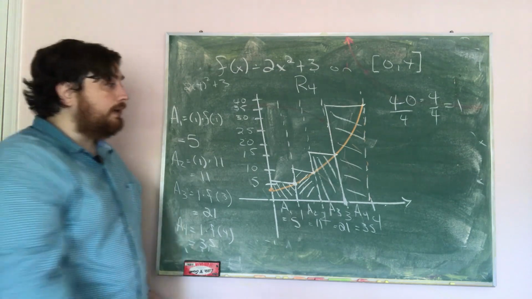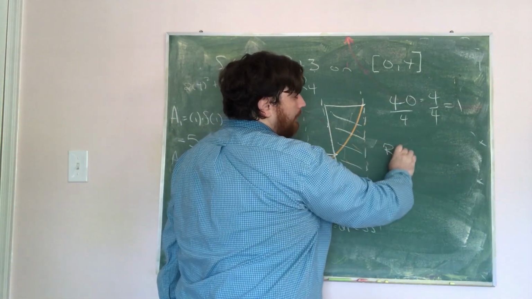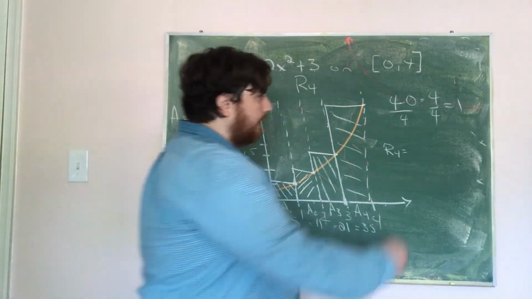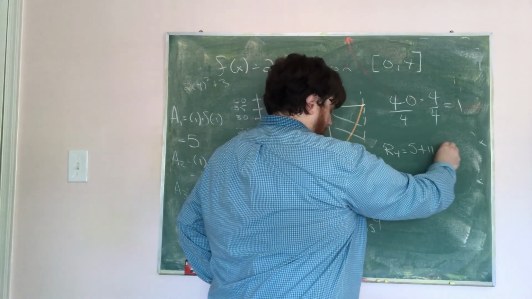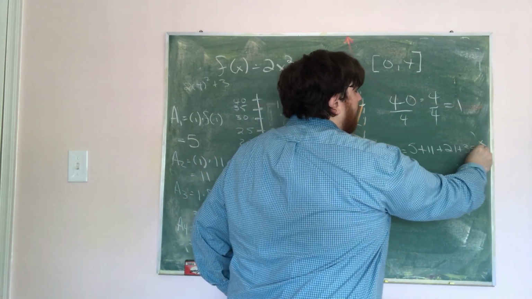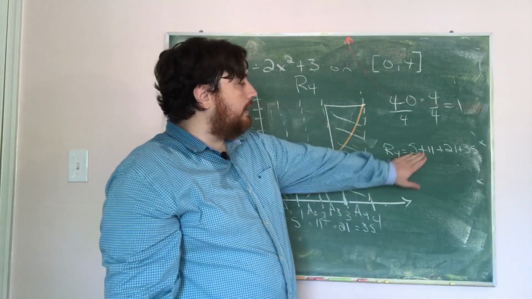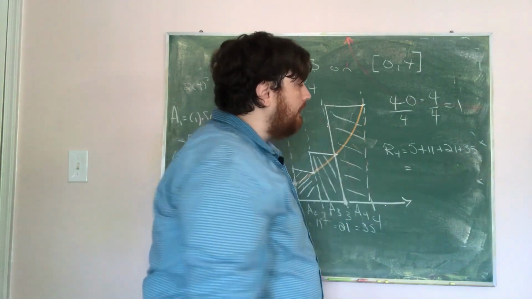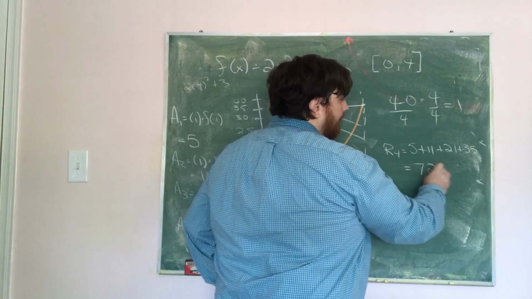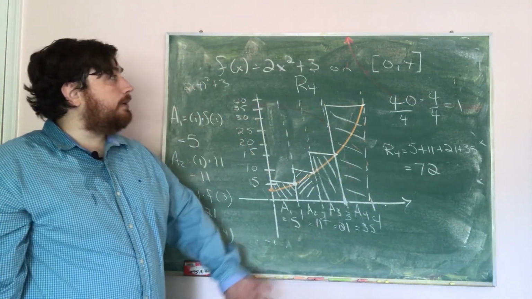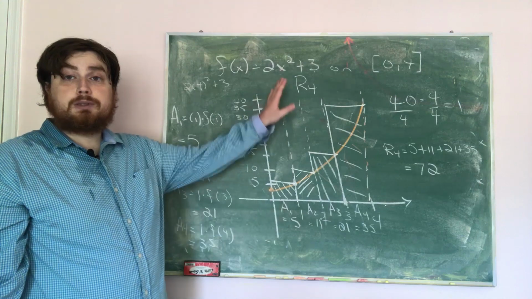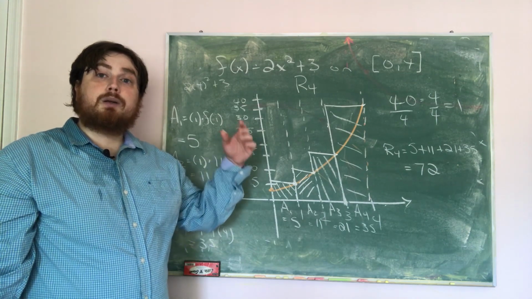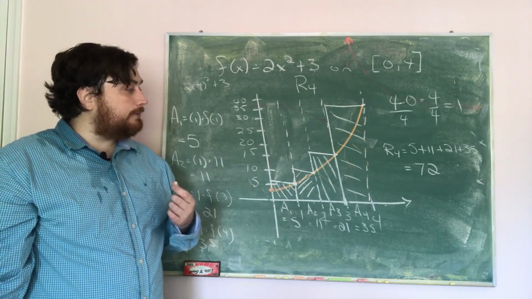So what that means is if we combine that together, my right Riemann sum approximation with 4 rectangles is going to be area 1 plus area 2 plus area 3 plus area 4, which is 5 plus 11 plus 21 plus 35. If I add those together, I get 5 and 11 is 16, plus 21 is 37, plus 35 is 72. Hence, the right Riemann sum approximation with 4 rectangles for this function on the interval 0 to 4 is going to be precisely 72, which means that the area under the curve is approximately 72.